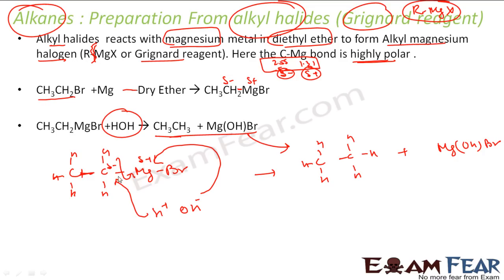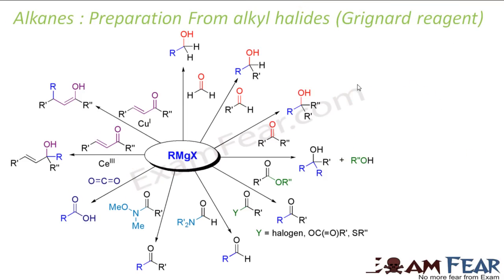Same thing. Since this bond is polar, H plus will attack this carbon, which was slightly negative, and this bond will break. This results in a negative charge here and a positive charge there. The negative and positive form a bond, and the positive and the OH minus also form a bond. Correct? So this is an example of an electrophilic addition reaction. This is a chart where you have RMgX, you react with water, you get this, you react with this, you get this.